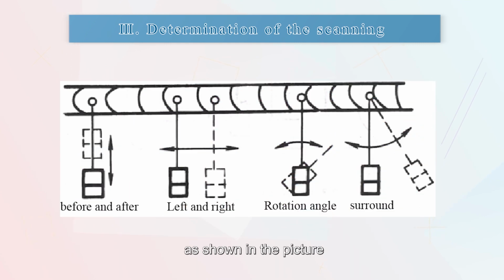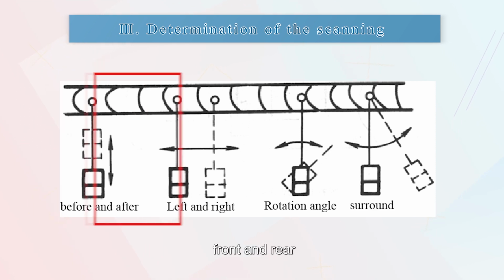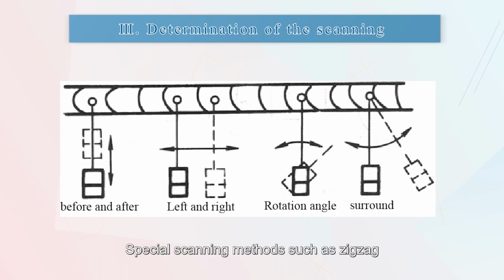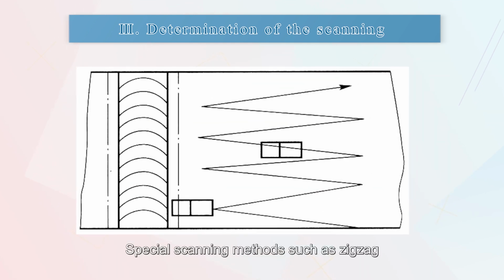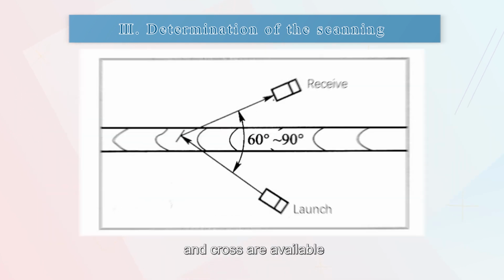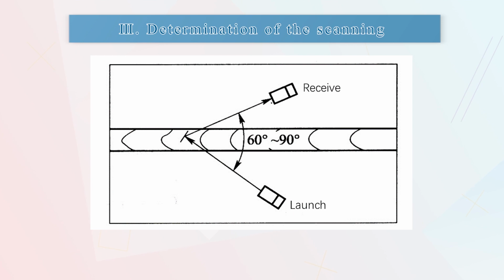Thirdly, determination of the scanning method. When scanning the weld, as shown in the picture, 4 basic scanning methods can be used: front and rear, left and right, rotary, and surround. Special scanning methods such as zigzag, oblique parallel, tandem, V-shaped, and cross are available.